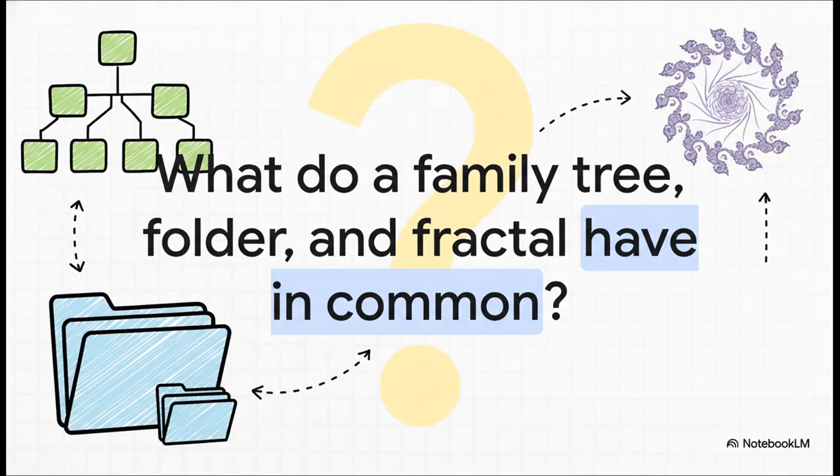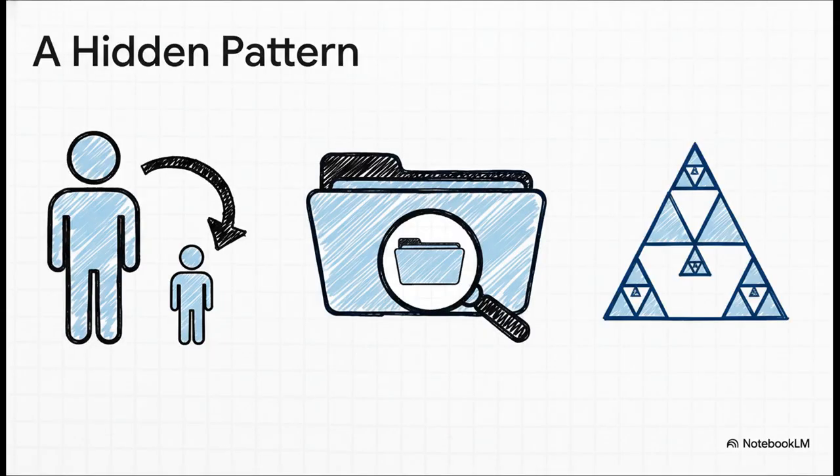Okay, so what in the world could a family tree, a folder full of files on your computer, and a weirdly beautiful shape like a fractal possibly have in common? I mean, on the surface, they're completely different, but there is a deep connection here. Think about it for a second. Did you get it? The secret is self-reference. Each one of these things is defined, at least partly, by itself.